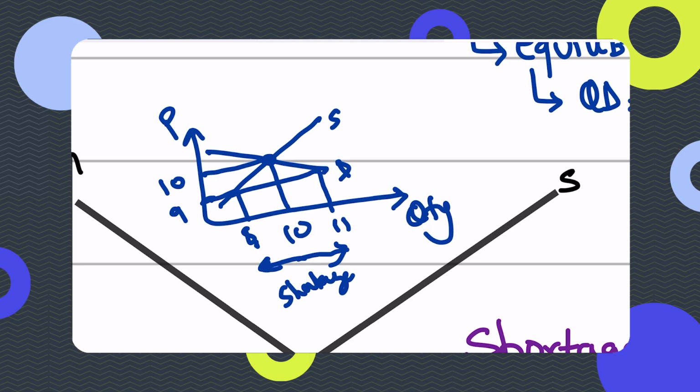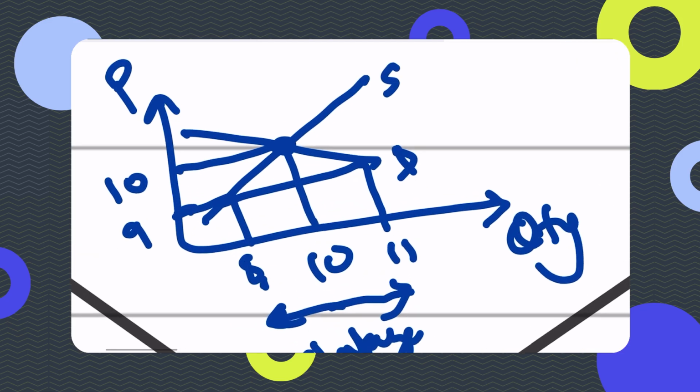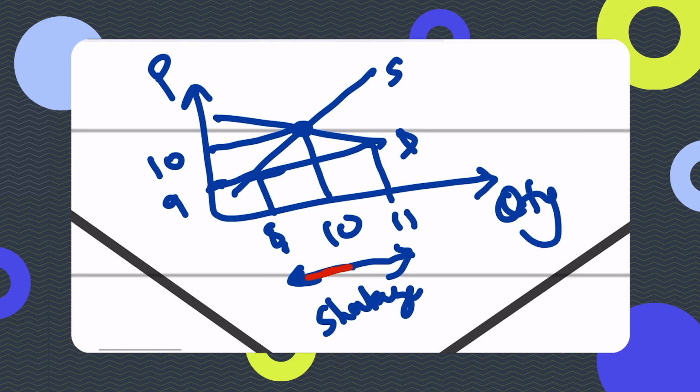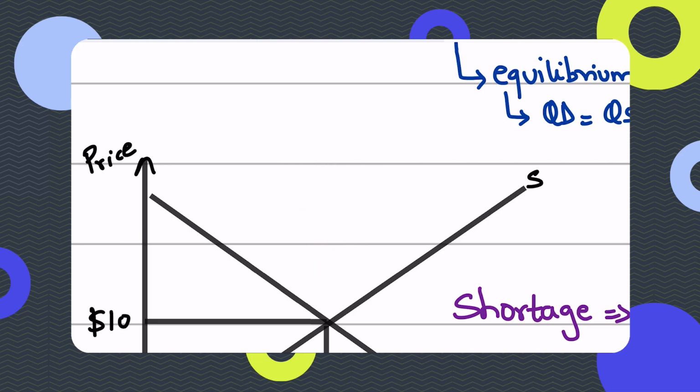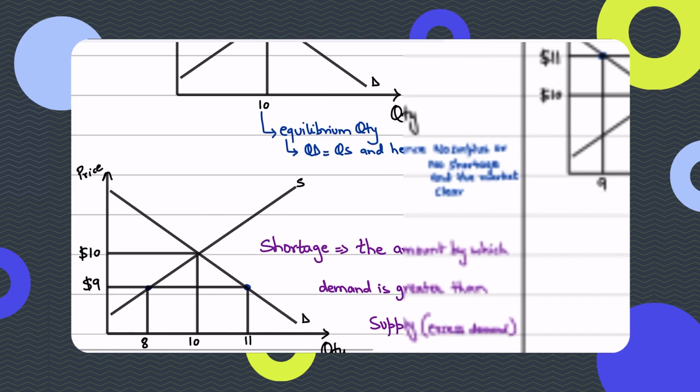And the correct way to represent this is on the horizontal axis. Don't mark it over here as the shortage. The quantity gap is representing the shortage. This area is representing a shortage, right? Meaning that quantity demanded exceeds quantity supplied, or demand exceeds supply at a price of $9.